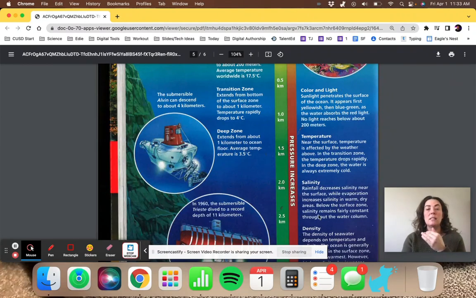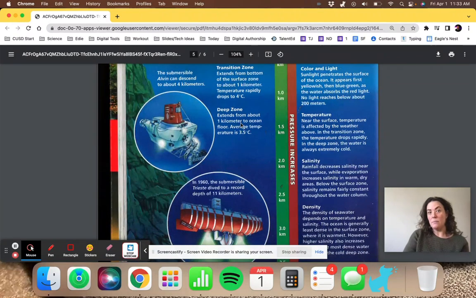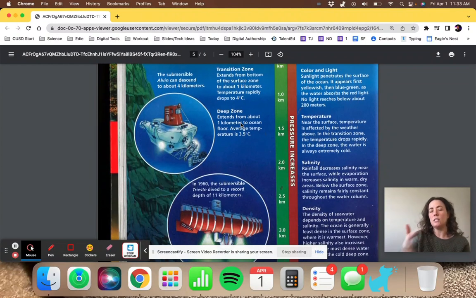Below the surface zone, though, salinity remains fairly constant throughout the water column. So the transition zone and the deep zone both have a pretty constant salinity. It's not changing like it might be at the surface. And then, of course, as you get below the surface, you're going to have a constant salinity, but we're still gonna talk about the density of the water. The water is very cold there, so it's gonna be more dense in that capacity.